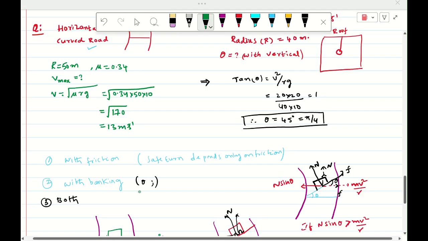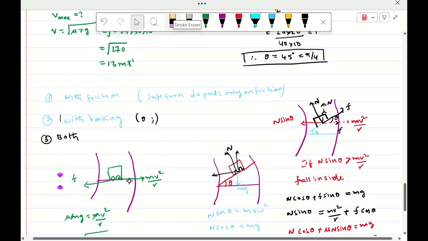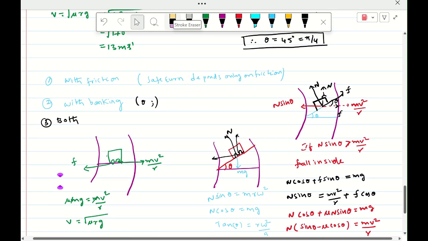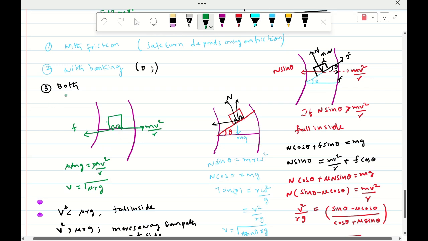So only with the banking, theta. I will explain three ways. Both banking and friction is the third way. So this is a horizontal circular road of radius r. The circular path has radius r here.